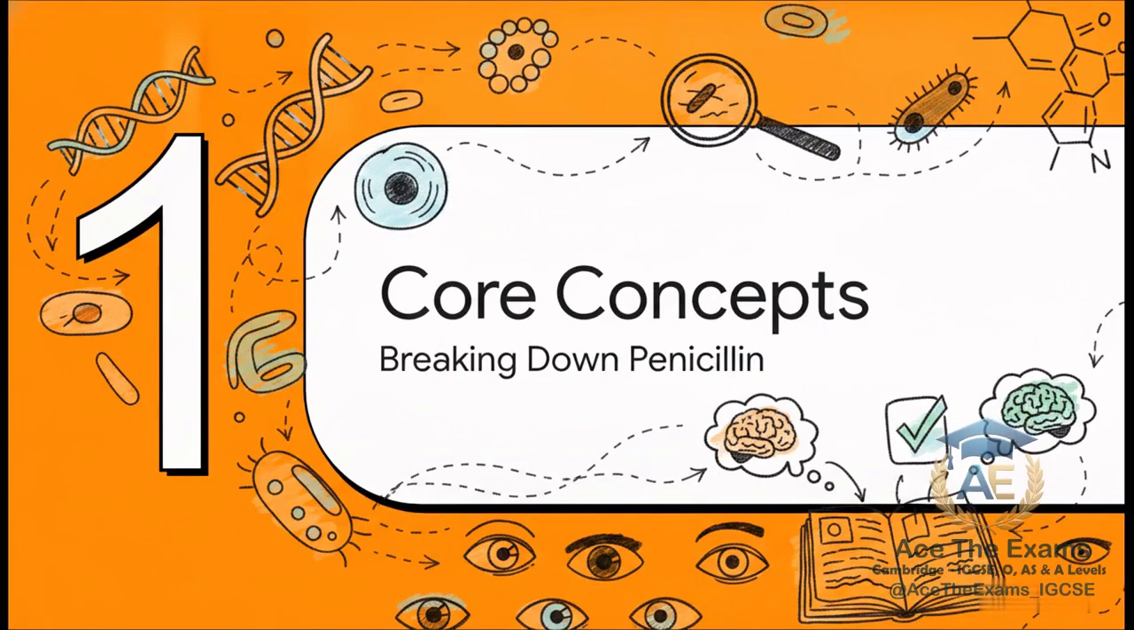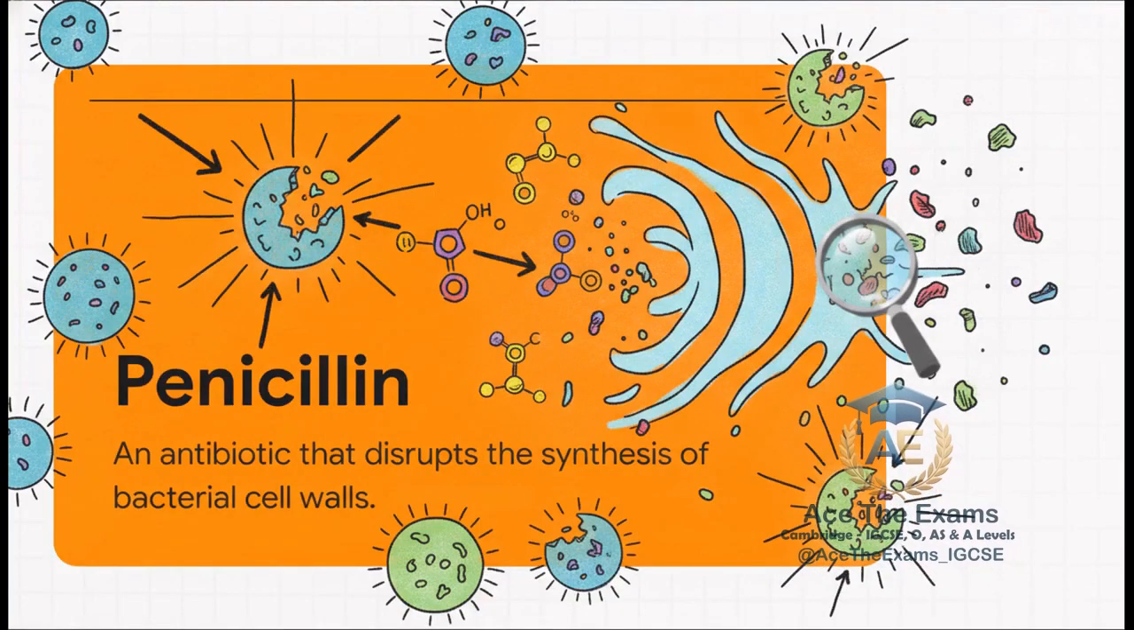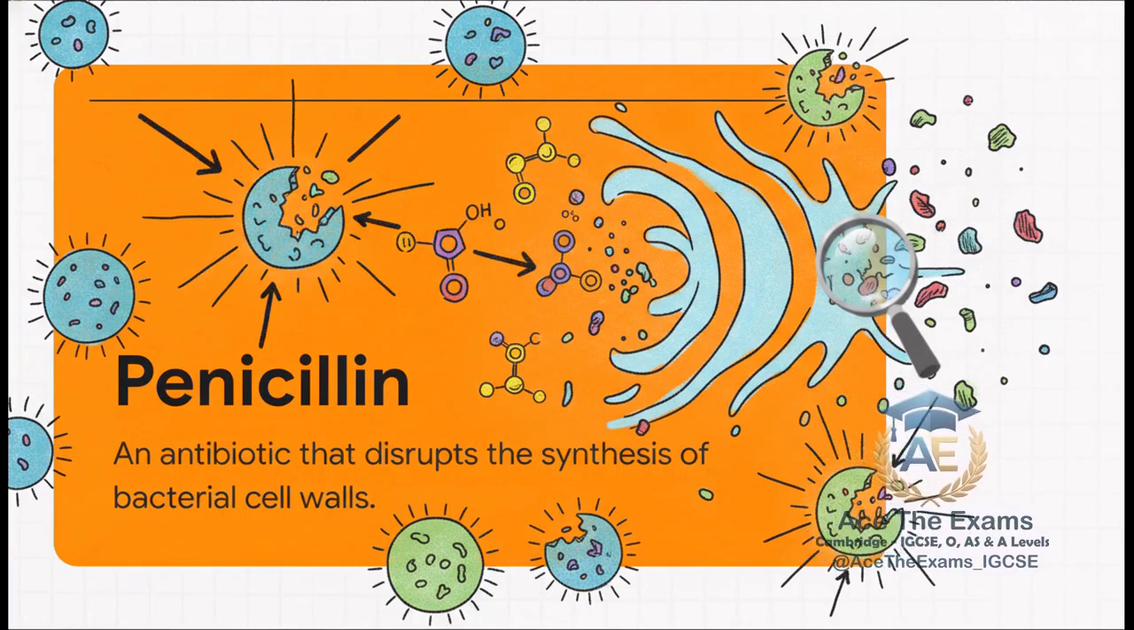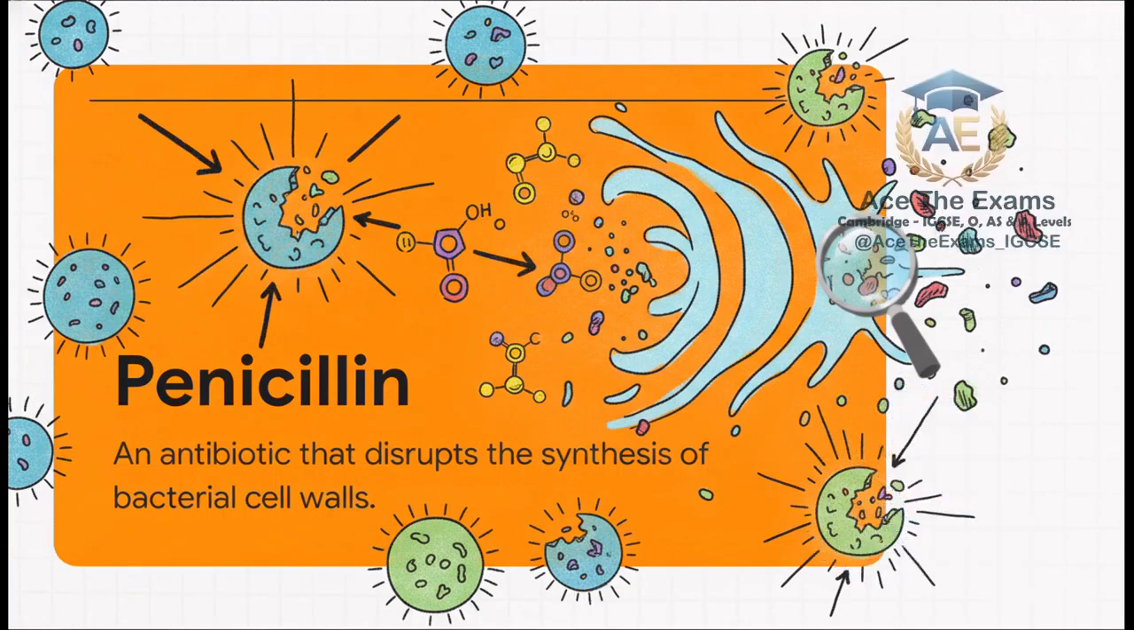All right, before we get to the exam strategy, we have to make sure our core concepts are completely bulletproof. We need to look at the biology, but specifically from an examiner's perspective. Let's lock in the exact definition. Penicillin is an antibiotic that specifically disrupts the synthesis of bacterial cell walls. Now, you can't just say it kills bacteria in some vague way. That's a low-level answer, and you will lose marks.